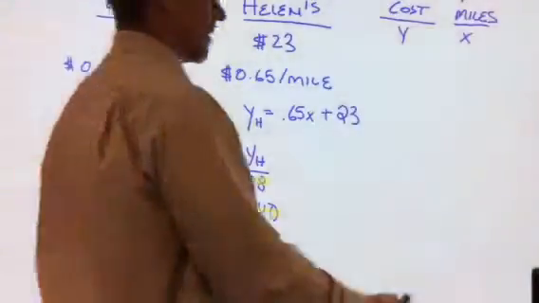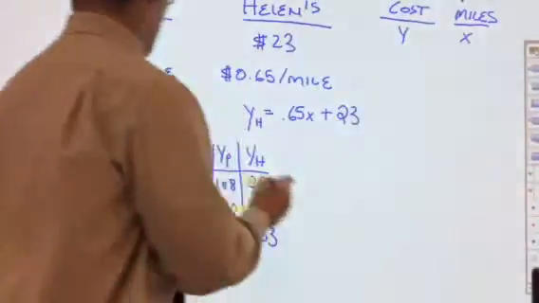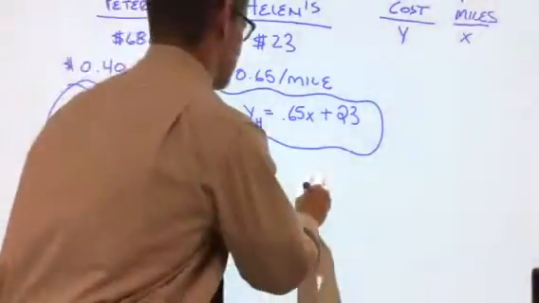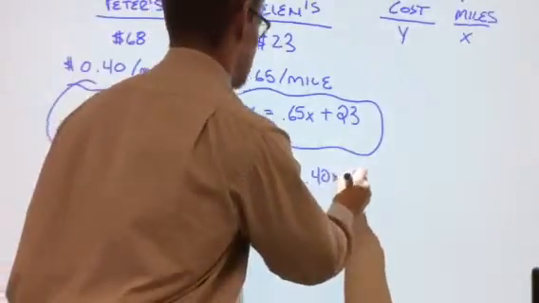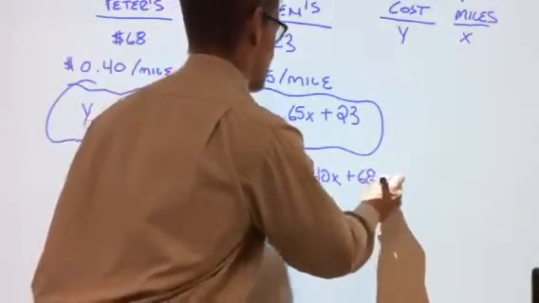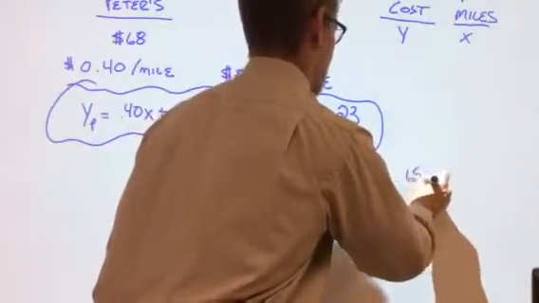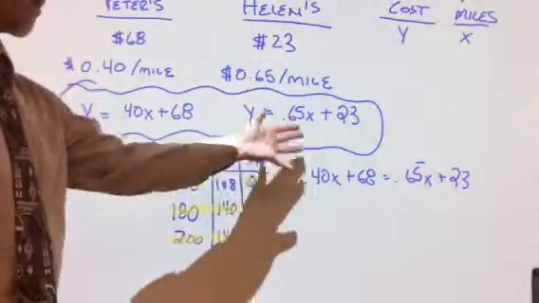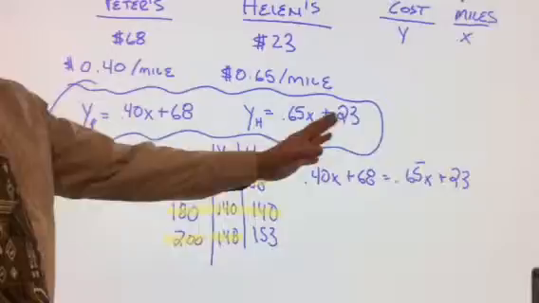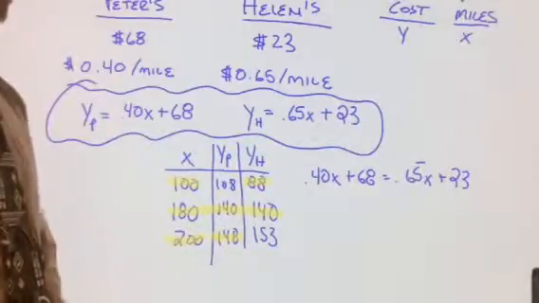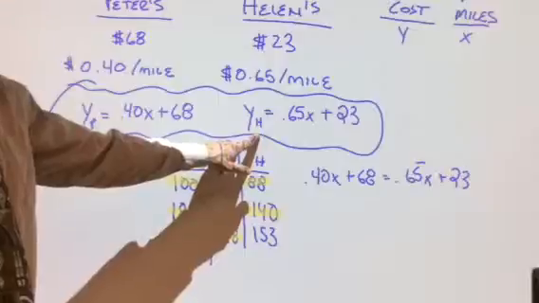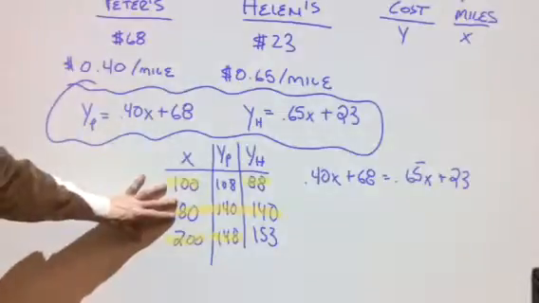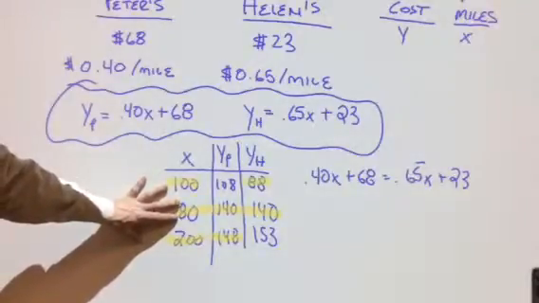And remember, the way that we solved for x was we used our substitution method for these two, and we set 0.40x plus 68 equal to 0.65x plus 23. We solve this entire relationship for x by moving all the x's to one side and the numbers to the other. Then we took that value and put it back in and calculated a y. So now we can see exactly what the data tells us as far as which service to use depending upon how many miles we drive.